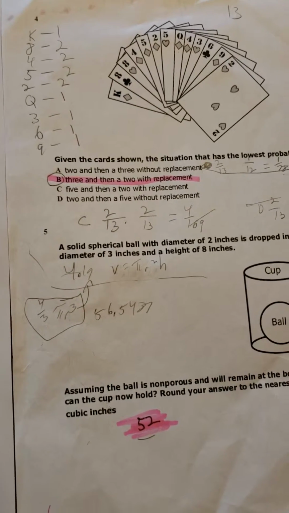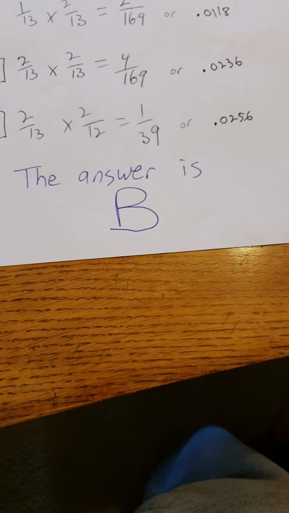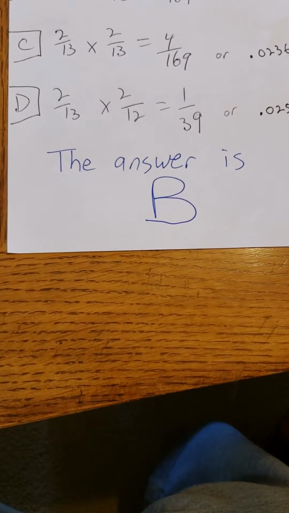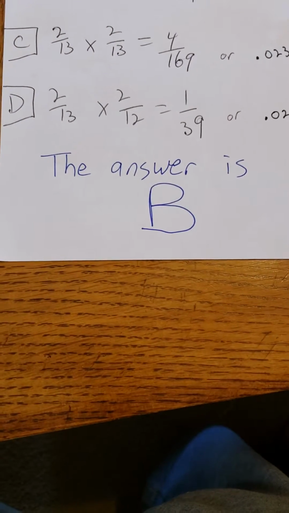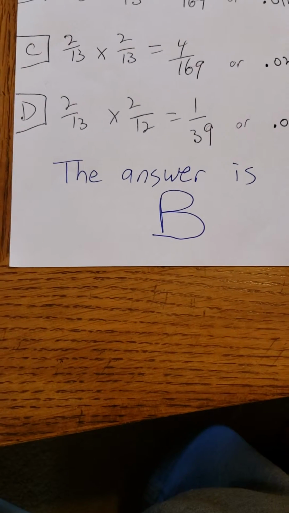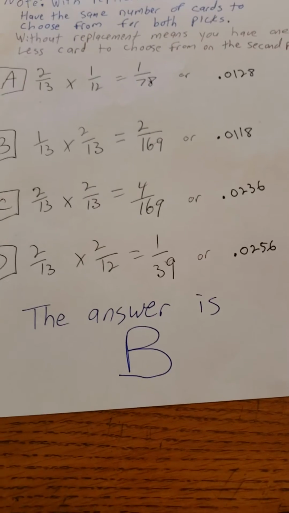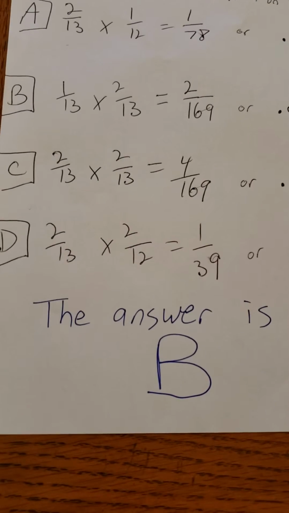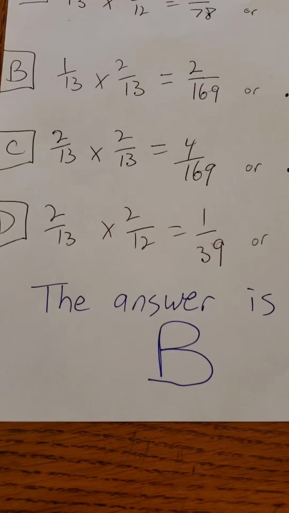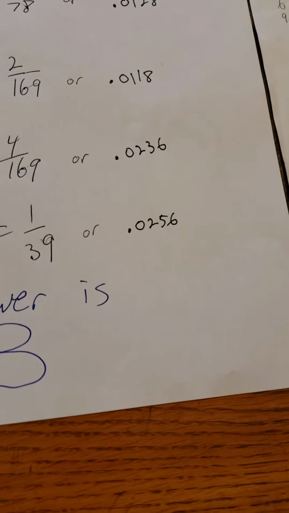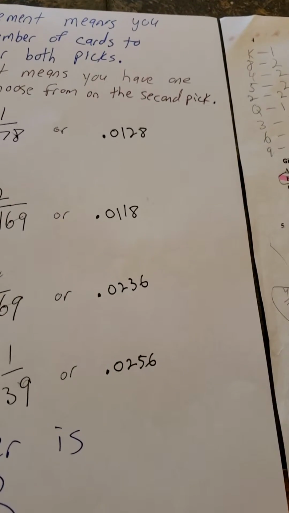D says a 2 and then a 5 without replacement. So there are 2 2s in this deck, so it's going to give us 2 over 13. Then there are 2 5s in this deck, which gives us 2 over 12. So we're going to multiply those two fractions together. Once you simplify it down, it's going to give you 1 over 39, or 0.0256. Therefore, our answer is B.